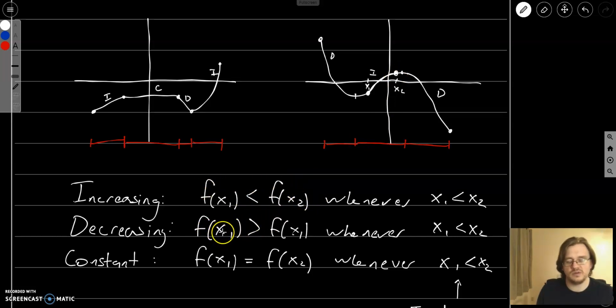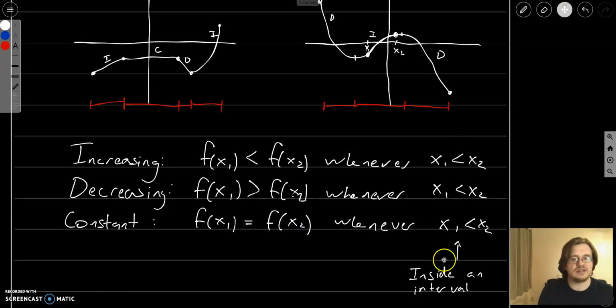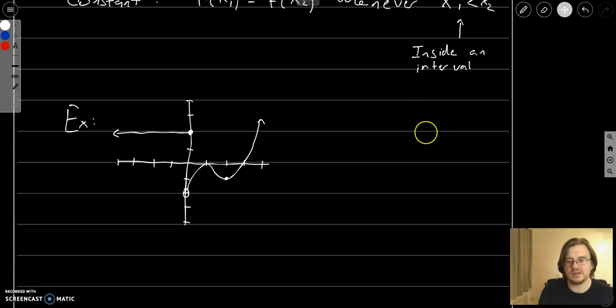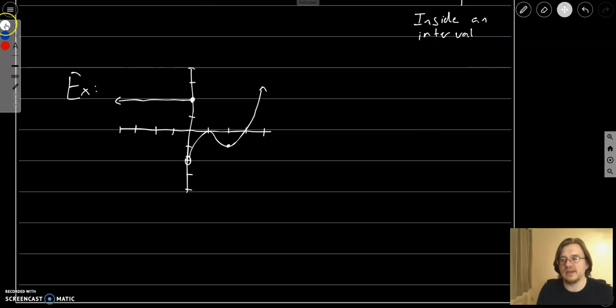Decreasing would mean when the function value at x1 is greater than the function value at x2. So we have gone down. And constant will be when things are equal. And we just want to make sure that this is satisfied inside an entire interval. So we do want to break it up into sections that are increasing, decreasing, and perhaps constant. So let's look at another example here, and let's write down the actual intervals.